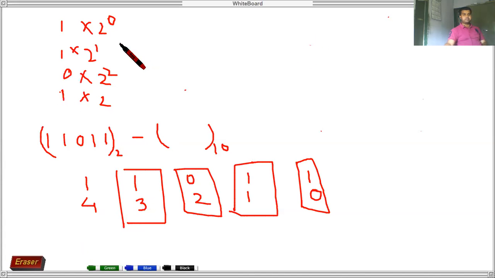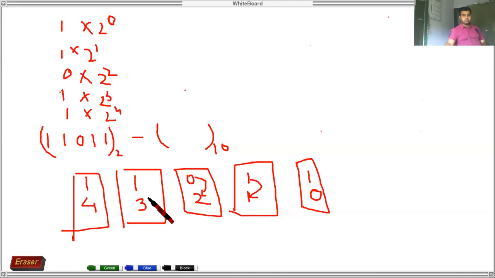Okay, this is the next step. So 1 into 2 to the power 0, because the power value is 0. Then you have 1 into 2 to the power 1, because this 1 value's power is 1. Then this 0's power is 2, so 0 into 2 to the power 2. Then you have 1 into 2 to the power 3, because this one's power value is 3, and then 1 into 2 to the power 4. After you write this, we will perform the calculation.